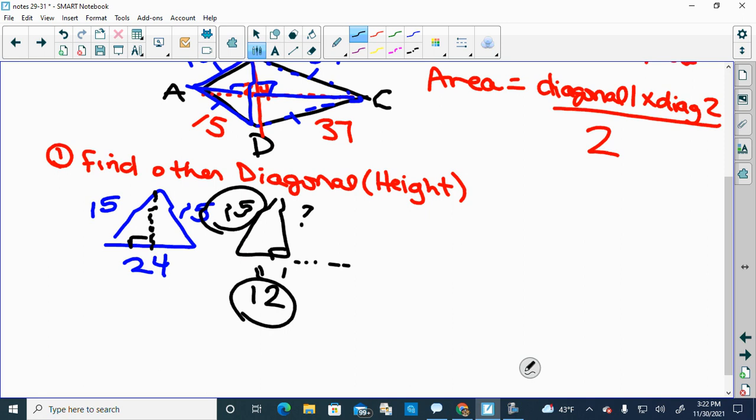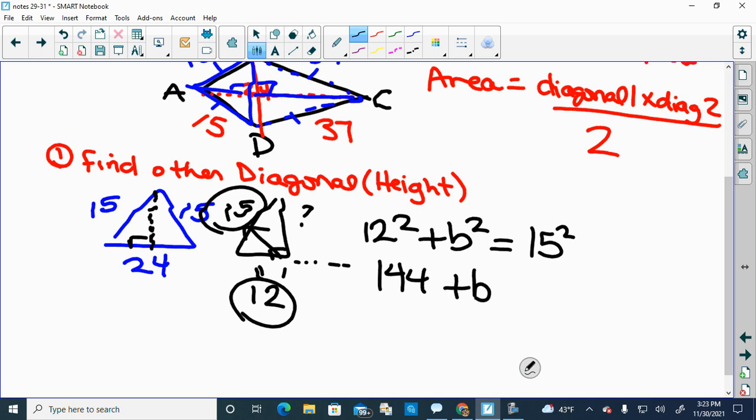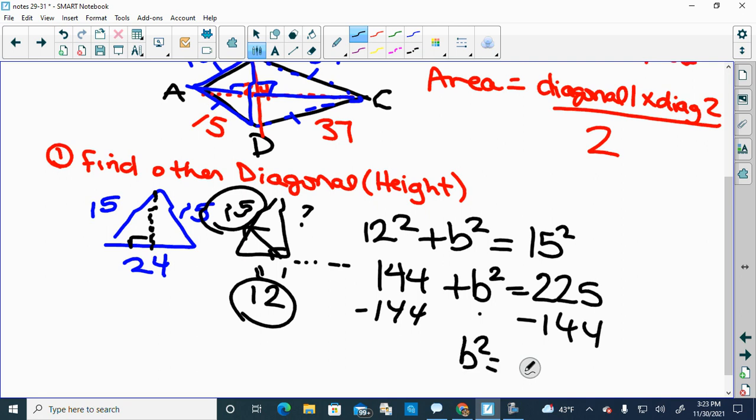Similar to the last one that we did, so I'm going to go 12 squared, make that 144. I don't know what the height is, that's the other side, but I know C has to be the hypotenuse. Remember, that's the one that's opposite of the right angle. And I need to square it. So now I've got 144 plus b squared equals 225. To solve for b squared, I would subtract the 144 over to the other side. So when I subtract that, I get 81.